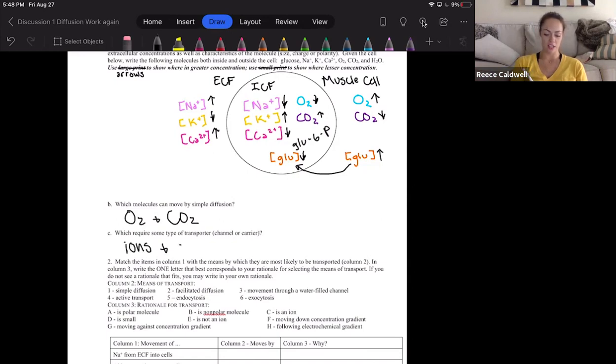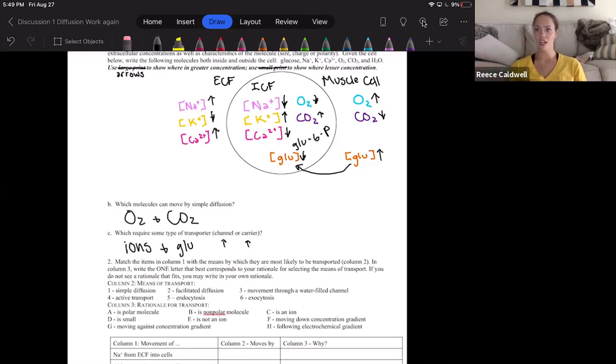So our ions and our glucose. Before hopping into question number 2, I wanted to discuss the difference between a channel and a carrier. I'll draw out a diagram to explain the difference between these two. If you're drawing along with me, watch me draw this out first, because I will be erasing some portions of it on my iPad.